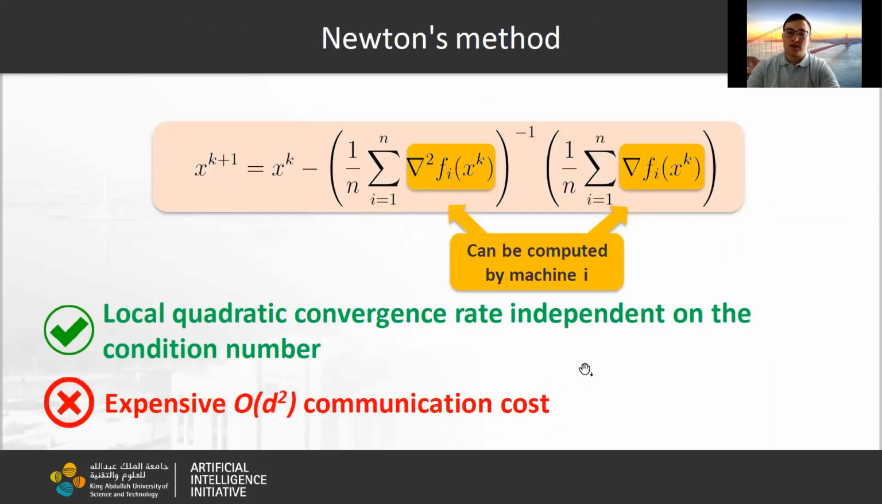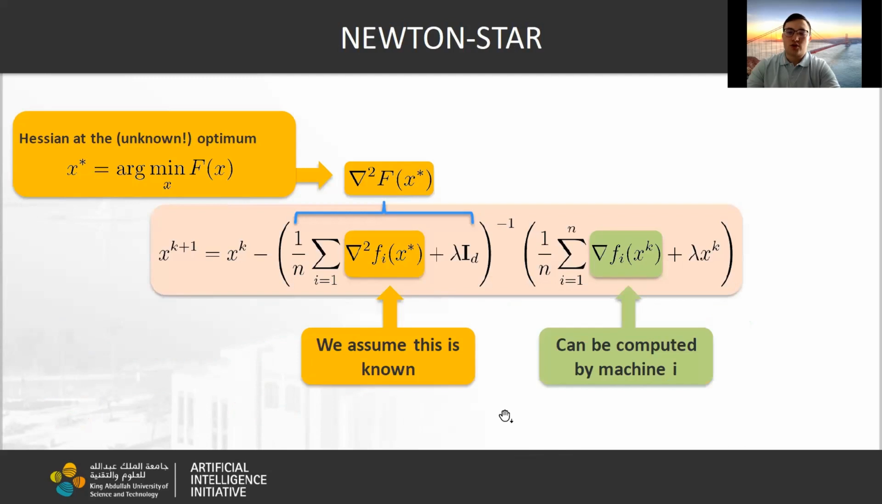Let's briefly look at the standard Newton method. It has local quadratic convergence rate independent of the condition number, but the communication cost is too expensive. It is O(d squared). Our first contribution is Newton Star.